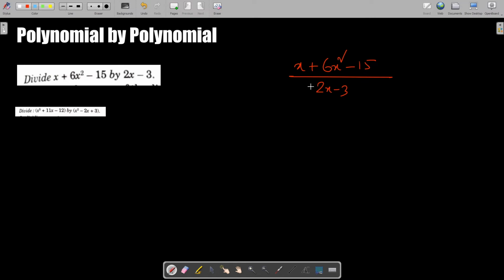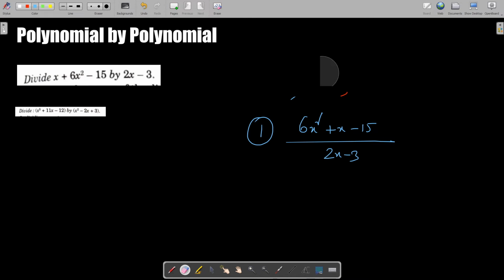When we do division of polynomial by polynomial, both dividend and divisor, we should always write them in descending order of their power. So first one, it will be 6x square plus x minus 15. The next one, the variable is x, is already written in descending order, 2x minus 3. This is the first step.